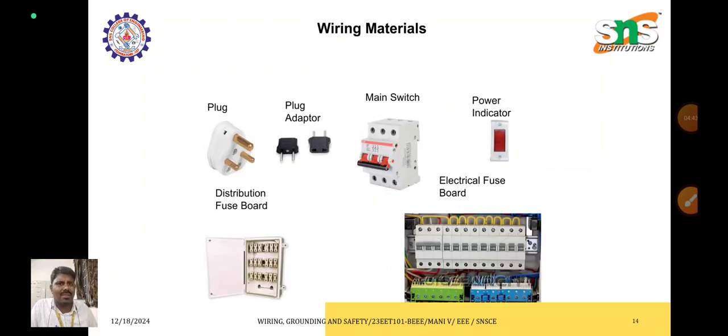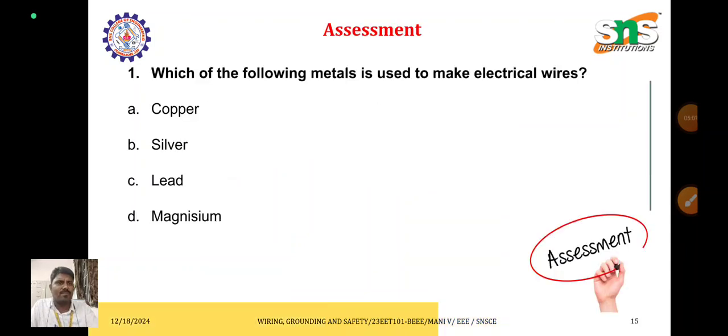And the wiring materials: a 3-pin plug, 2-pin plug adapter, and the main switch, which may be called a miniature circuit breaker, and the power indicator, which shows whether the power supply is there or not, and the electrical fuse board and distribution board, supplying the various houses through the distribution board.